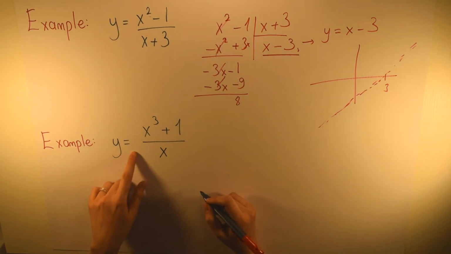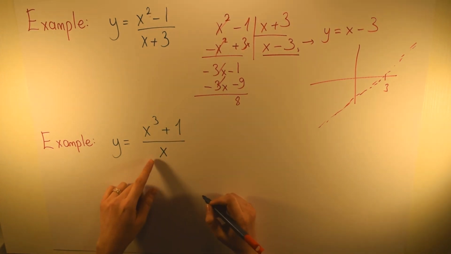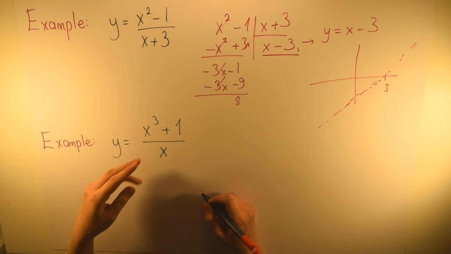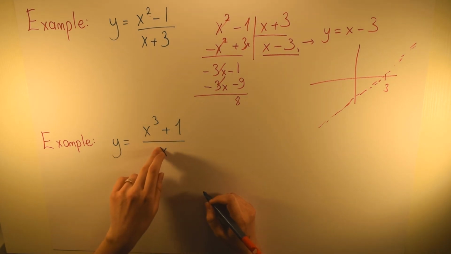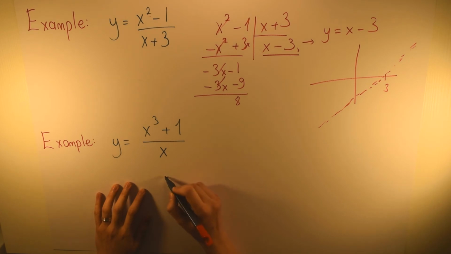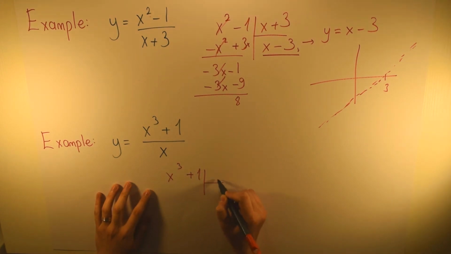So let's look at this example. Here we have y is equal to x to the power of 3 plus 1 over x. As you can see, the numerator has 2 more degrees than the denominator. That's why this one has a curved asymptote. So we will do the same thing, long division. Let's do that: x cubed plus 1 over x.